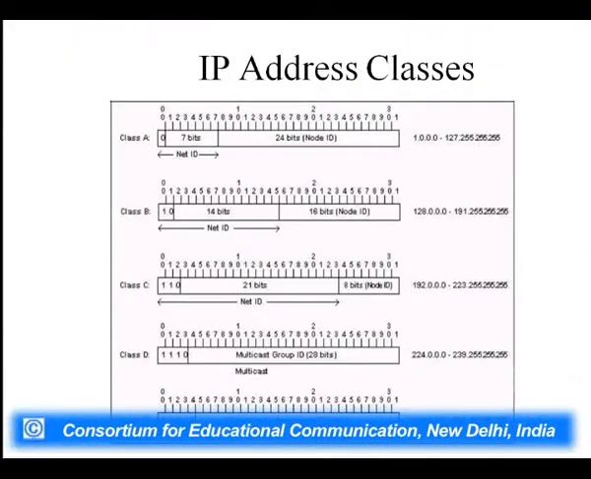Now, these addresses, if you look at them in binary form, could be represented as class A, class B, class C, class D and class E, and with each bit given there, the same has been represented in different forms.